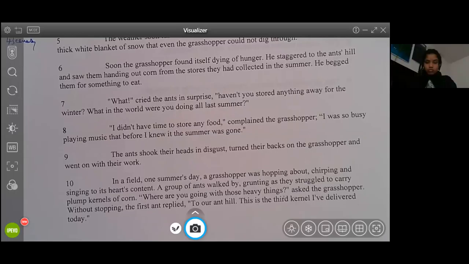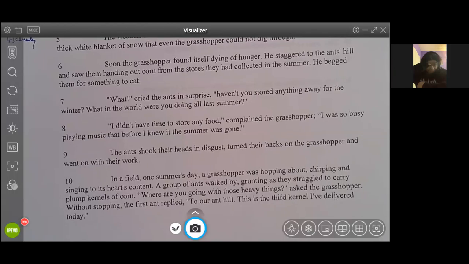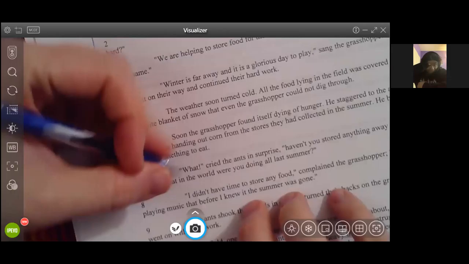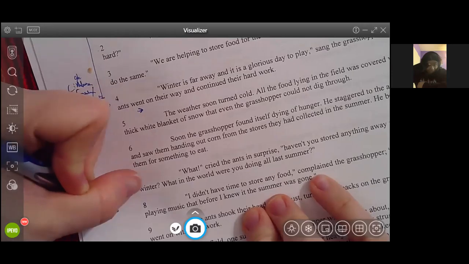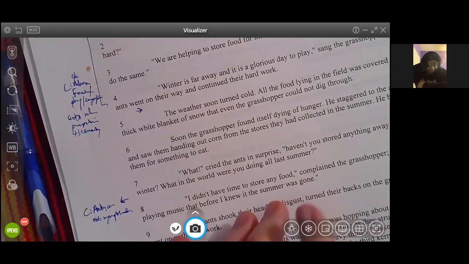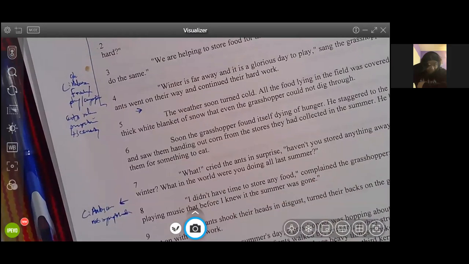Manuela, would you like to read, given the fact that you just messaged me in all capital letters, "Can I read after Jason?" Yes. I do have one question, and Manuela, you can answer it before you read. What have we learned about the ant based on how they respond to the grasshopper? They're kind of mean. I would say that with the problem, the ants, at the very least, are not sympathetic. They don't accept the fact that the grasshopper was like, "I didn't do this." They're like, "Oh, well, that's tough."